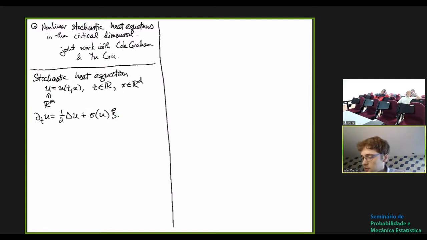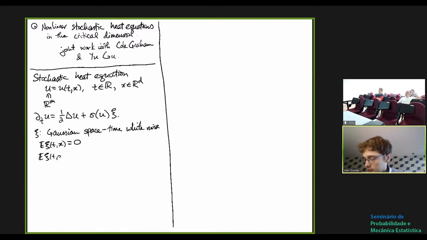So what do I mean by these parameters? This is the ordinary Laplacian, and this is the time derivative. So here we have the heat equation, but then to this we're adding some kind of random forcing term. xi is a Gaussian space-time white noise. What I mean by that is that the expectation of xi(t,x) is equal to zero, and the expectation of xi(t,x) times xi(t',x') will ideally be a delta function in the difference in times and a delta function of the difference in spatial coordinates. So this means that the noise is totally decorrelated in both space and time.